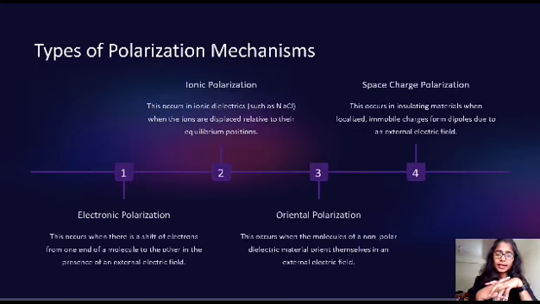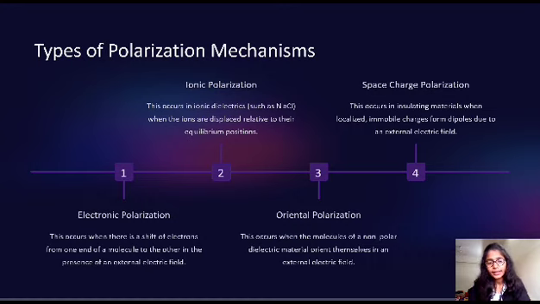In dielectric materials, I will briefly explain the types of polarization mechanism. There are four types of mechanism: ionic polarization, electronic polarization, orientational polarization, and space charge polarization. So let us know what ionic polarization is. This occurs in ionic dielectrics such as NaCl when the ions are displaced relative to their equilibrium positions.